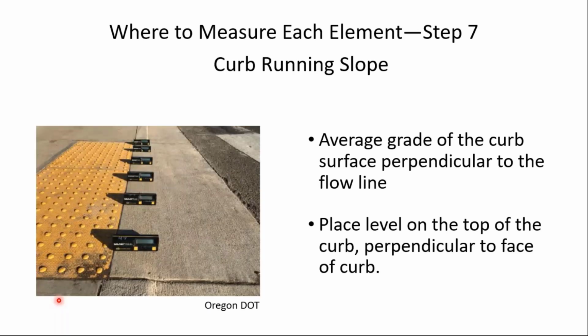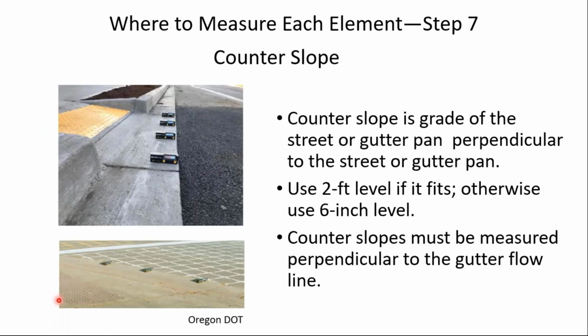And so here's where to measure each element. For the curb running slope, notice this is where you may need to use the 6-inch level. Obviously you don't necessarily need six levels, but I'm showing here where you would make the measurements, and then you can average those to determine the average grade of the curb surface. And then for the counter slope, the same thing. You may not be able to use a 2-foot level, so that's where the 6-inch level may come in.